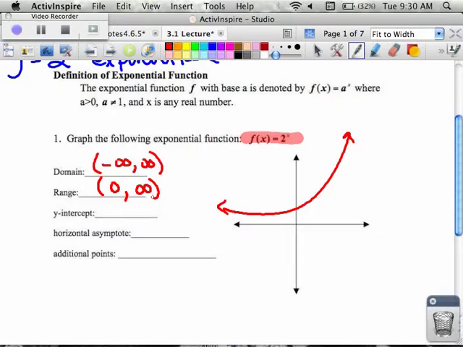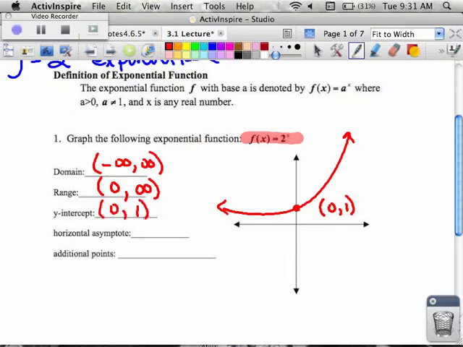The y-intercept, or in other words, where does it cross the y-axis? Unless you've altered your exponential, you will always cross the y-axis at 1. That's because when you take any number and raise it to the 0 power, you get 1. So that's your y-intercept. 0, 1.